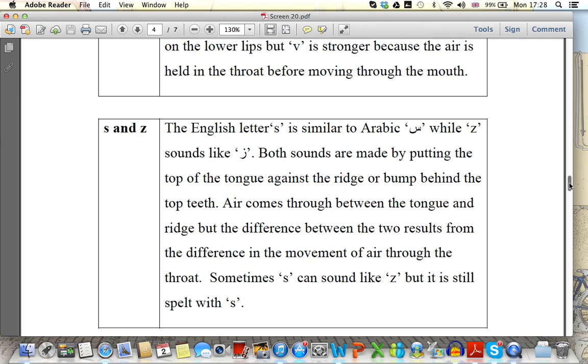The English letter s is similar to Arabic sin, while z is like the Arabic za. And again, sometimes the way these are used in English can be a little bit confusing. For example, we have a word like has, H-A-S, but it sounds like has with a Z.